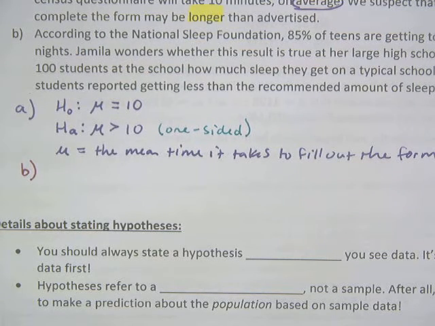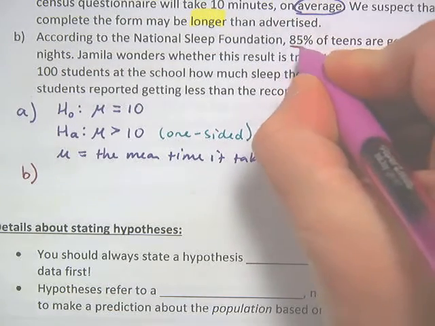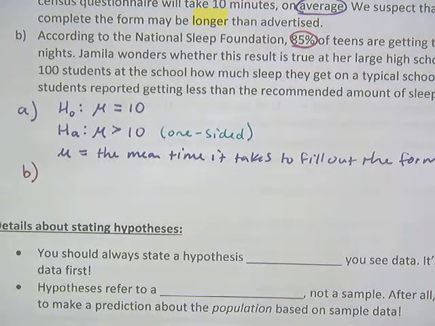I get to show you now what a two-sided alternative hypothesis would look like, how it would be worded in a paragraph. According to the National Sleep Foundation, 85% of teens are getting too little sleep on school nights. Percent tells me right away, is this talking about proportion or mean? Proportion. Percents, decimals, proportions. So I know that my hypotheses are going to have a P in them, not a mu.